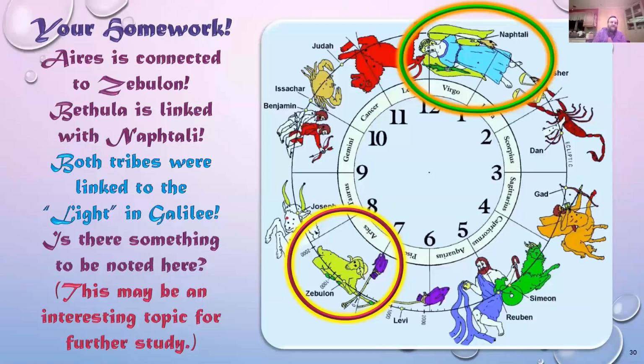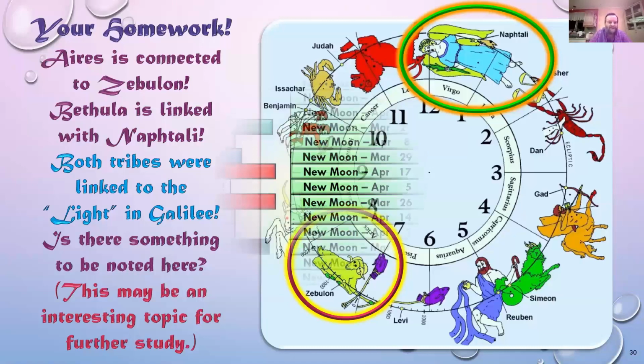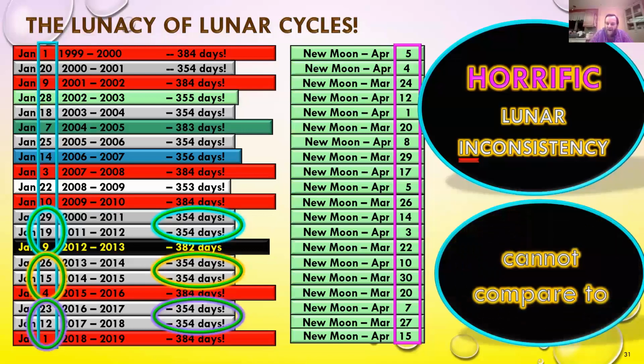This may be an interesting topic for further study, and I hope somebody would take this up, study this further, and find out the connections of Naphtali to Bethula and Zebulon to Lamb. It'd be a very, very interesting topic. Okay, back to the lunacy of the lunar cycles.